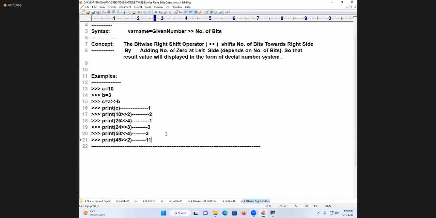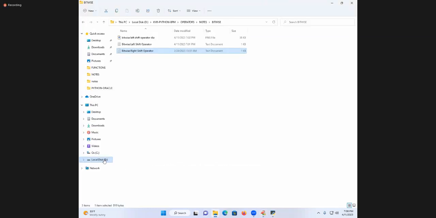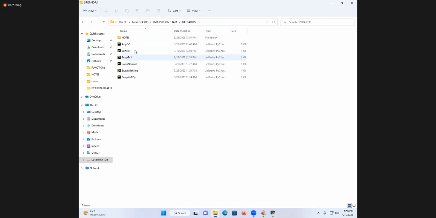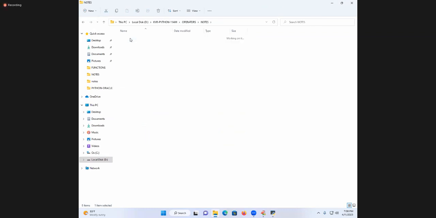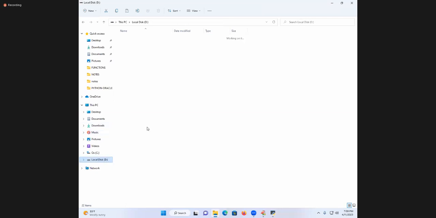Understood? This is very, very simple, students. This is which operator? Right shift operator. Let me show you the diagrammatic format also. What is this operator now? Bitwise right shift operator, I will bring it.